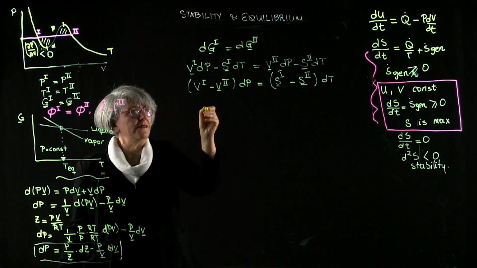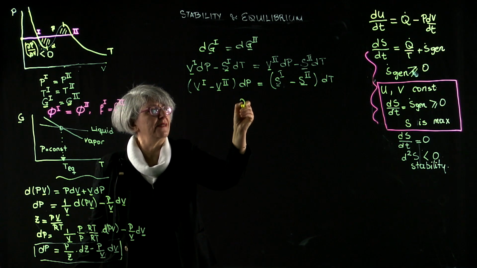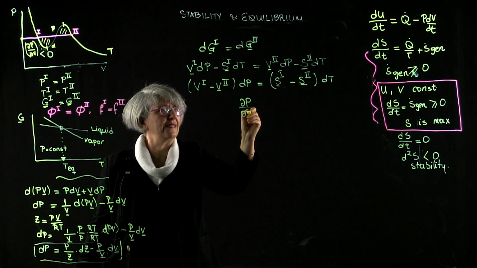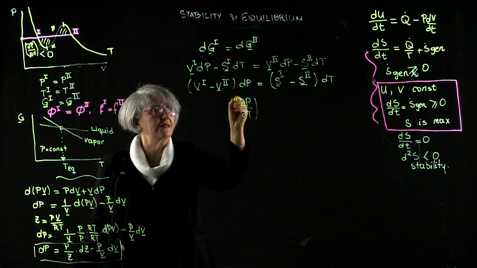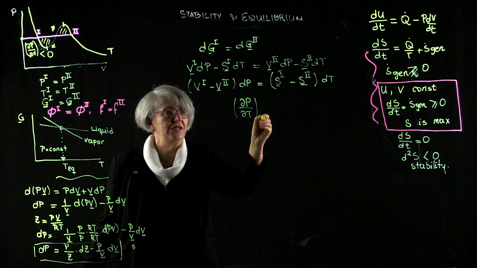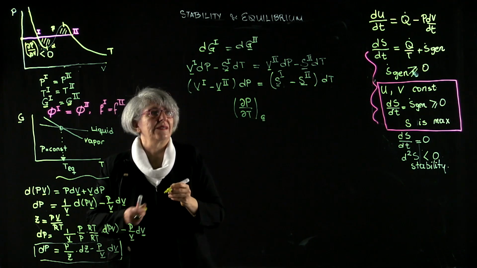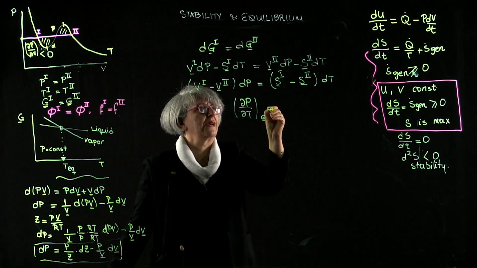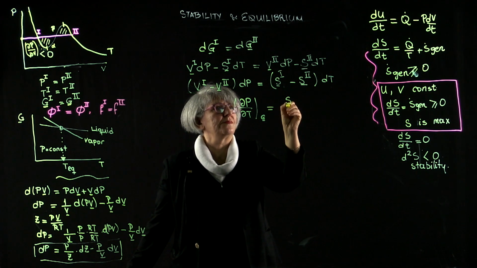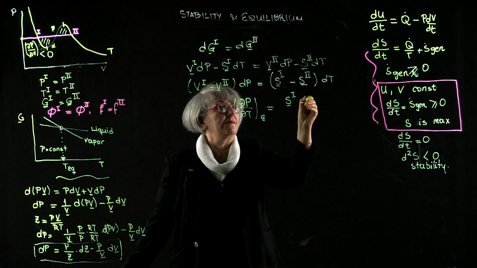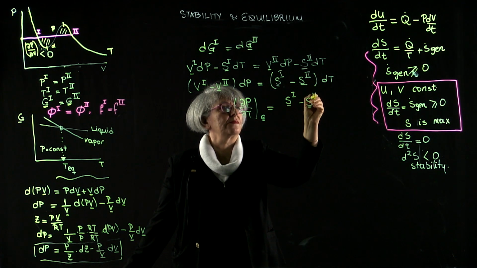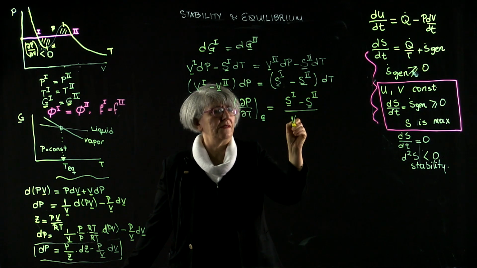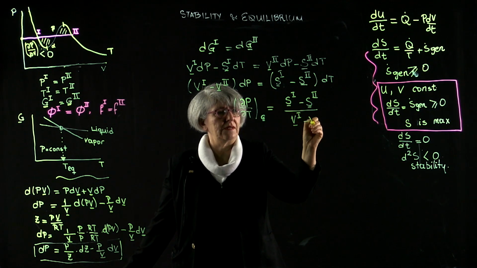So we have del P over del T at constant Gibbs free energy is equal to S1 minus S2 divided by V1 minus V2.